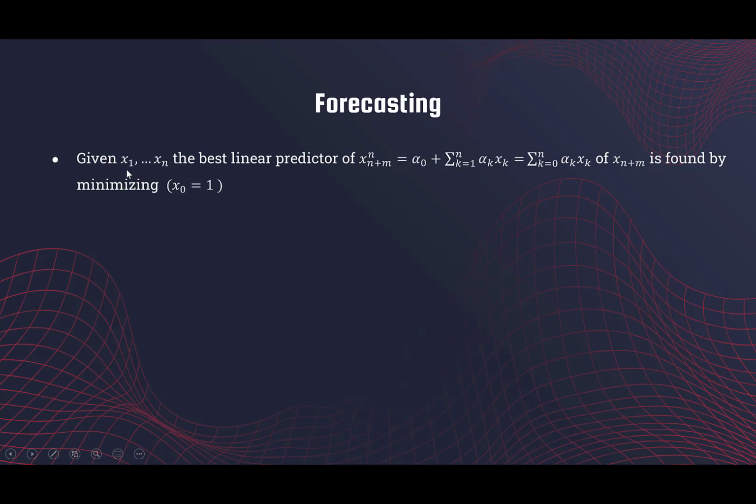Now suppose we have points x1 to xn, and we want to predict x_{n+m} based on these n points. Then this is a linear equation. Instead of writing this as alpha plus this, I can have this variable x0 equal to 1, and then I can combine these two terms. So I can write it as a sum with k going from 0 to n, where x0 is 1 and alpha0 is the intercept. This is just a more convenient way of rewriting this linear combination.